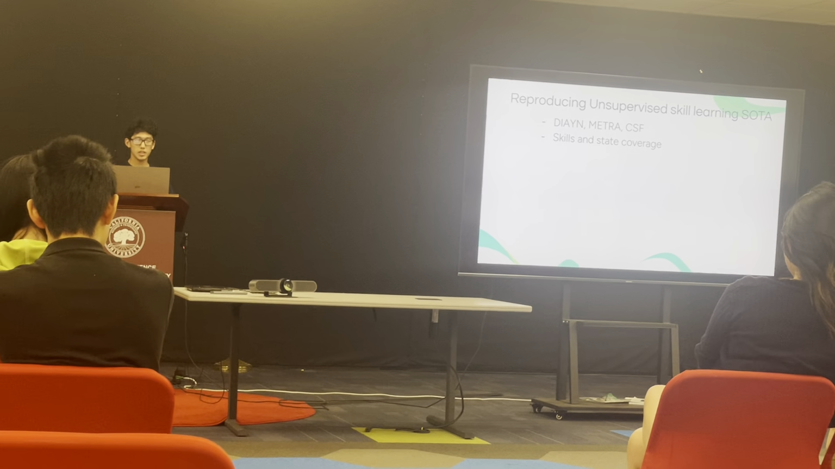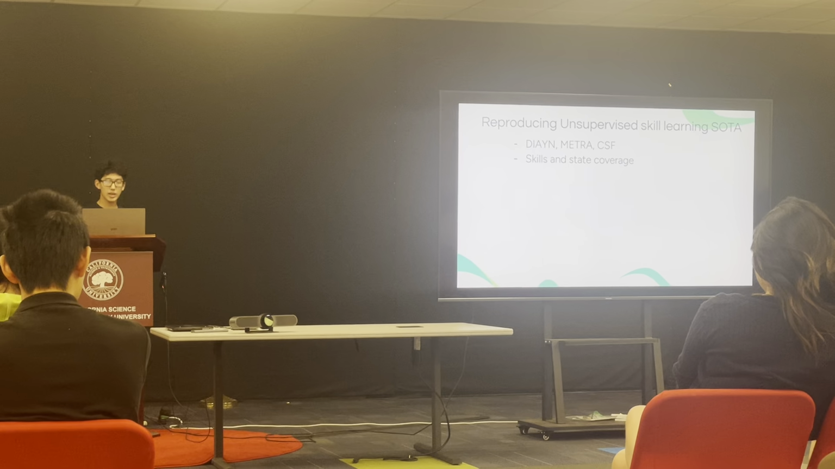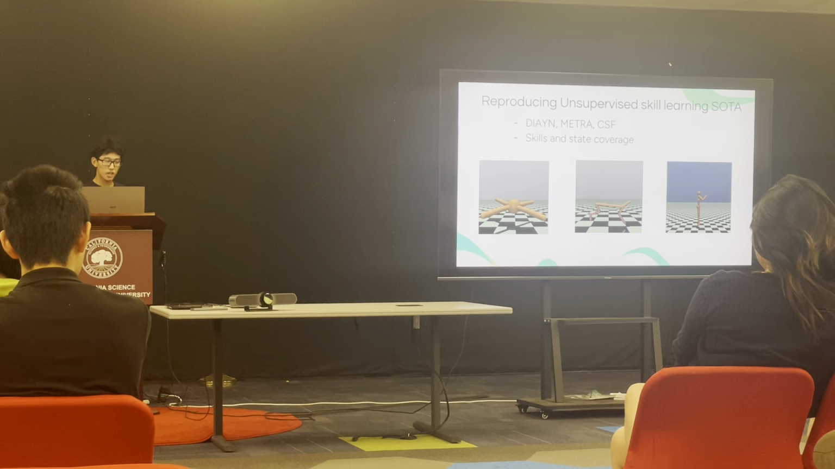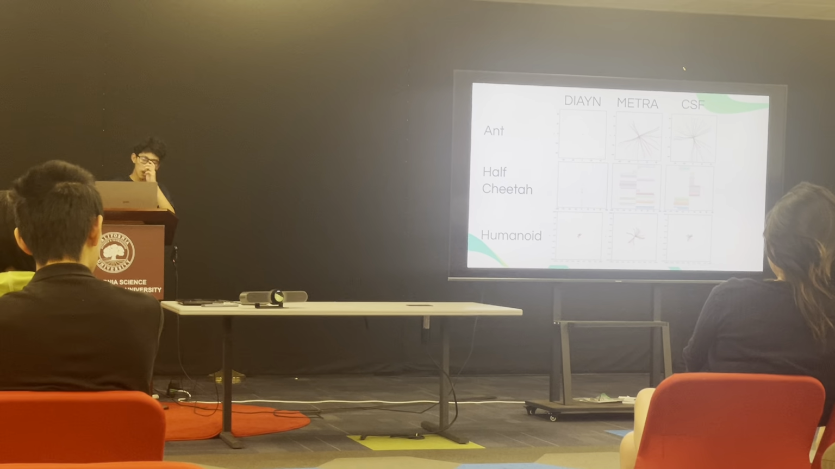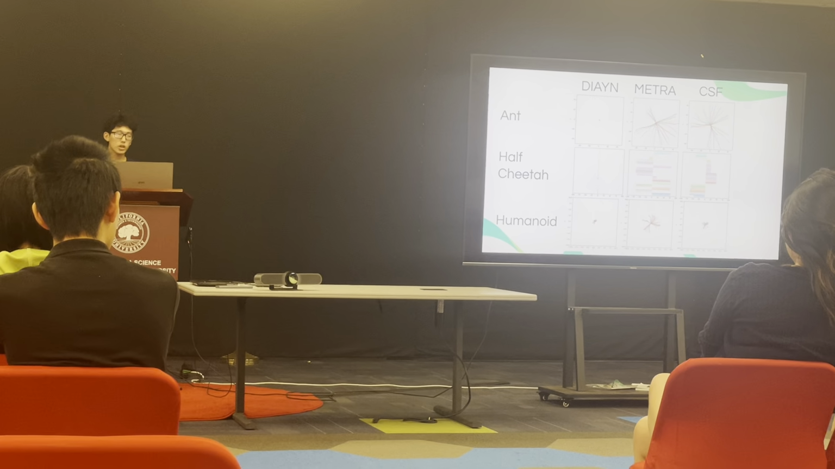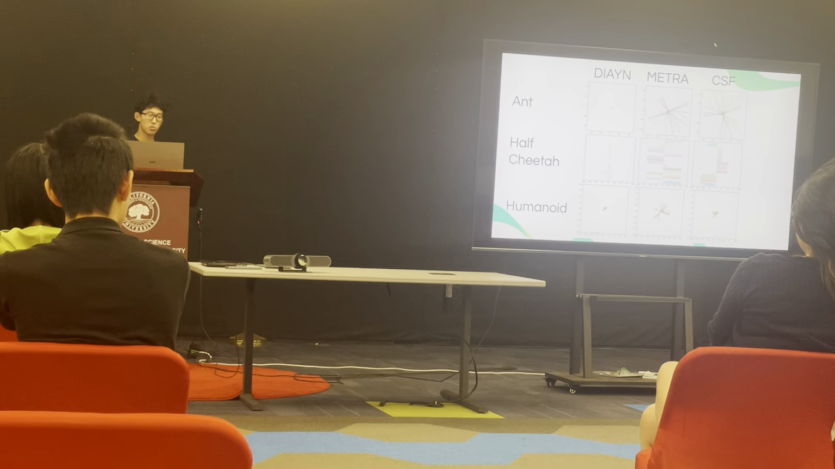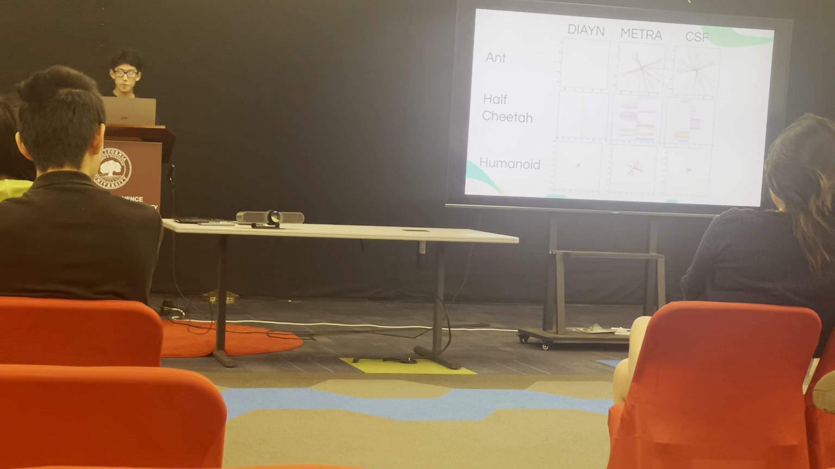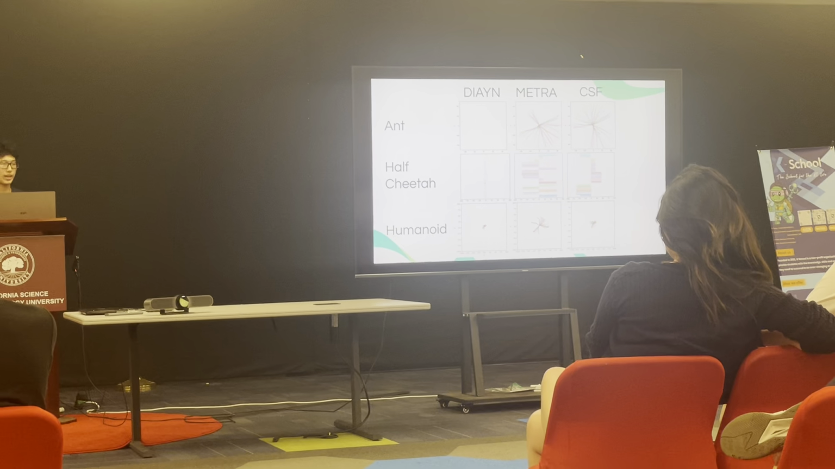This next experiment is simply to reproduce current unsupervised skill learning results. So we test DIAYN, METRA, and CSF, we plot the state coverage as well as visualize the skills. We test on ant, half cheetah, and humanoid. And the results here, we see that METRA and CSF are able to greatly cover the state space. The state space here is simply XY for ant and humanoid and the X position for half cheetah, since it's a 1D environment. And we see that METRA and CSF are able to cover the state space much more than DIAYN.